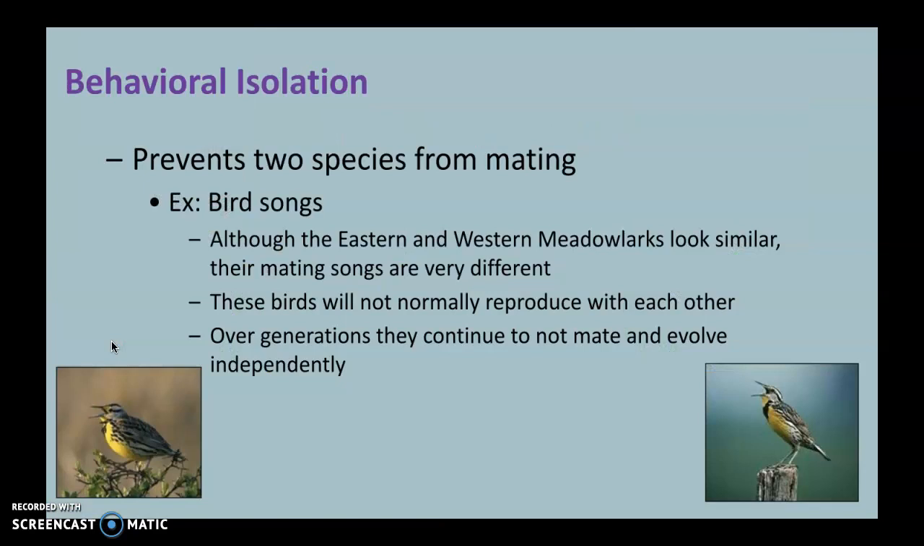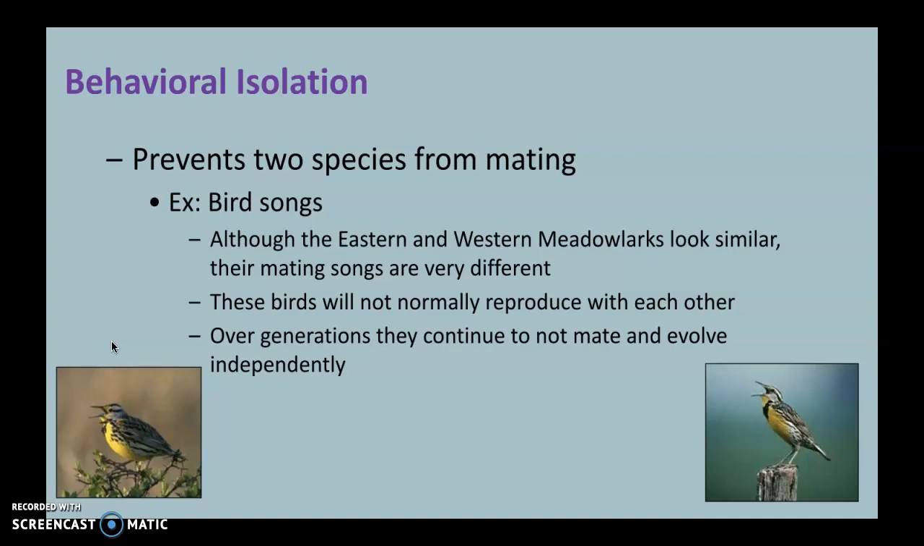Another one is behavioral isolation, preventing two species from mating. This happens in your backyard. There are plenty of birds in your backyard and they don't breed with each other. They look a little bit differently. They have different attractions. They have different songs that they sing. So behavioral isolation is something that starts to get developed.